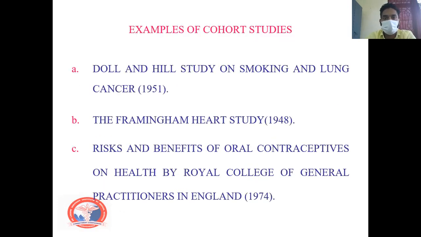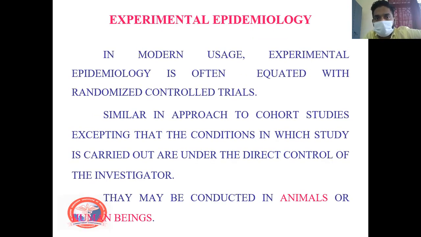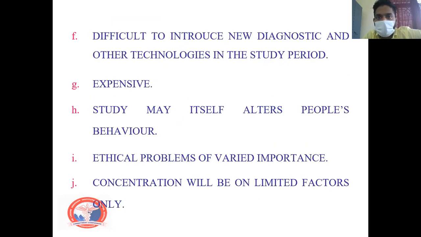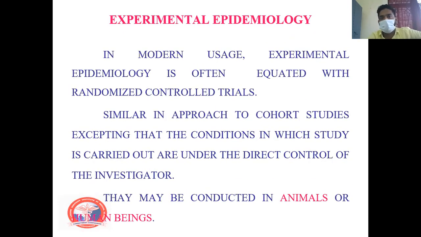These are the examples for cohort study. Doll and Hill study on smoking and lung cancer happened in 1951. Framingham Heart study, 1948. Risks and benefits of oral contraceptives on health by the Royal College of General Practitioners in England, 1974. Okay, so this is regarding cohort study. Next class we'll be seeing about randomized control trial, that is experimental epidemiology.